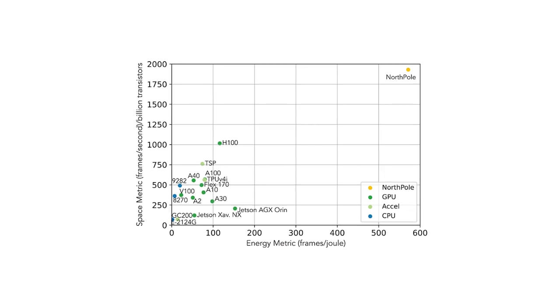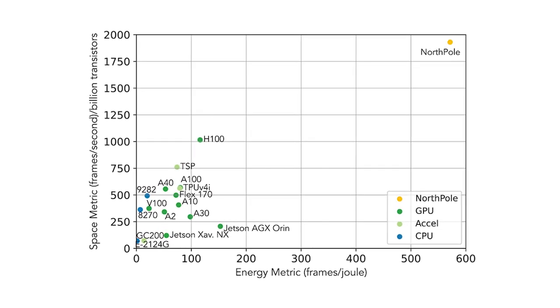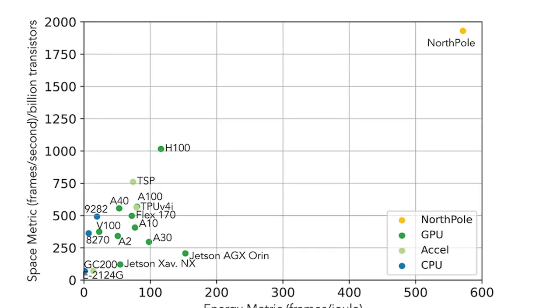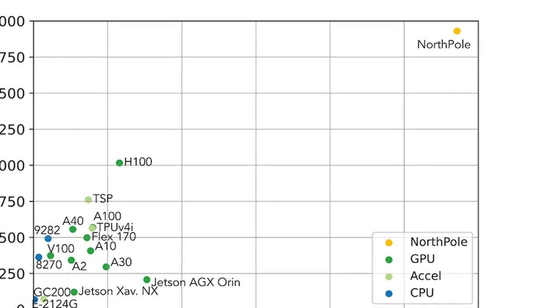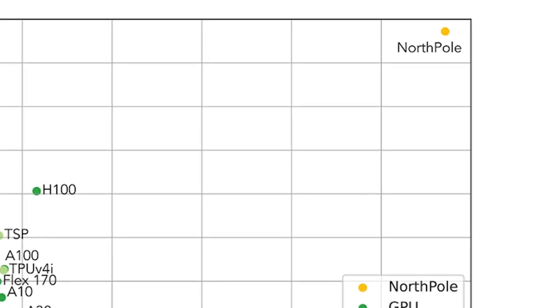A team at IBM tested North Pole's capabilities on the ResNet 50 benchmark image classification network, where it achieved a 25 times higher energy metric of frames per second per watt, a 5 times higher space metric of FPS per transistor, and a 22 times lower time metric of latency relative to comparable technologies.